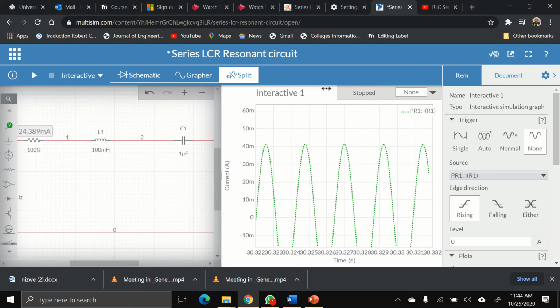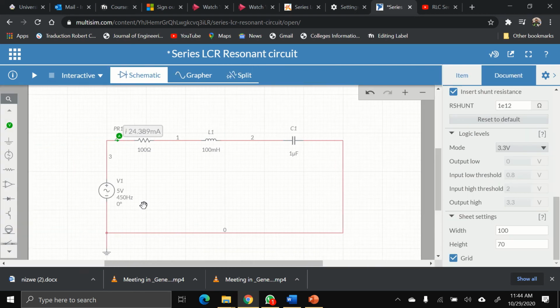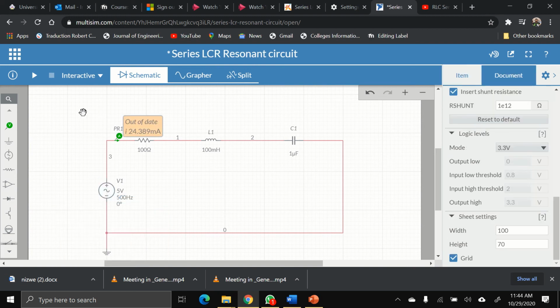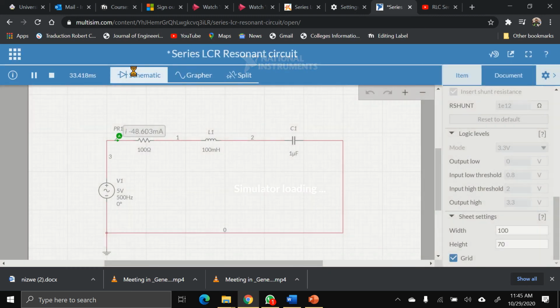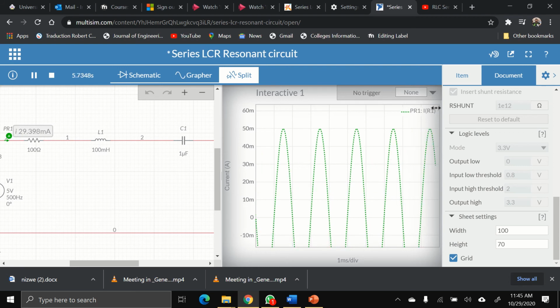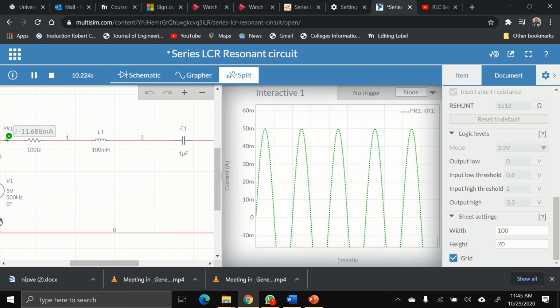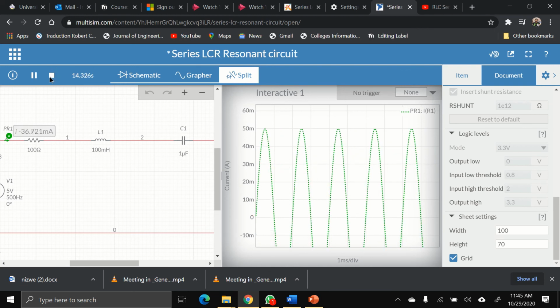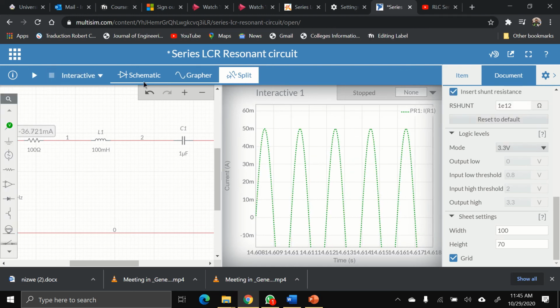After stopping, we have to change the value of the frequency. I am clicking on this, and taking, let's say, 500 hertz, and then at 500 hertz we again start the simulation and check the graph. At 500 hertz, the current is reaching 50 milliamp. Note this down, and then I am stopping this again.